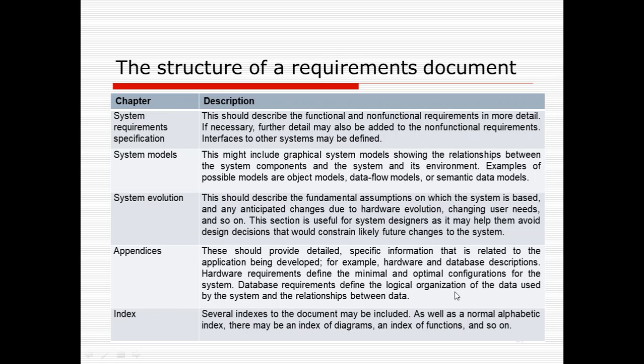Database requirement defines the logical organization of the data used by the system and the relationship between data. All these are described in the appendices. So by going through the appendices, anyone involved with the systems, maybe the maintenance people or those who use it for testing the systems, can easily understand exactly what kind of configuration is required for the system, and what the relationship of the data is, that is the logical structure of the database.